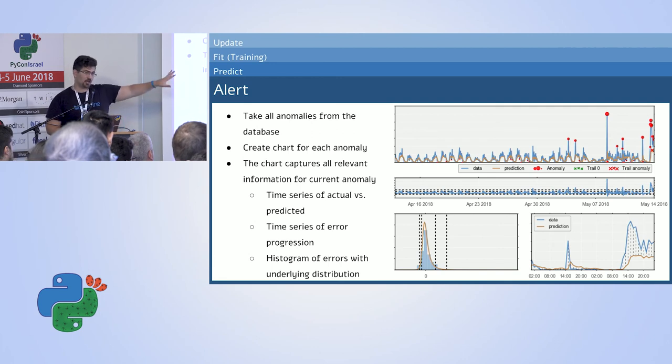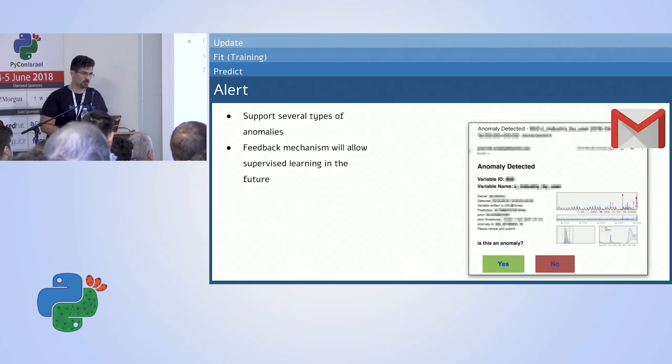So I have this chart. Now I can send this chart to someone. This is what the data scientist will get. And the part that excites me the most, this is where my project was done for today, it asks the data scientist, is it a real anomaly?